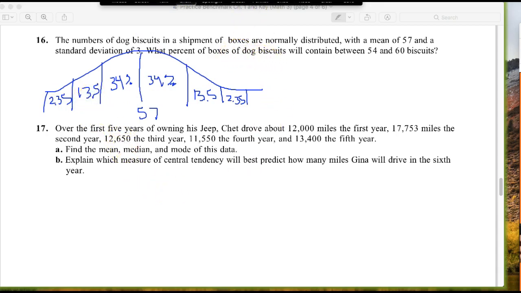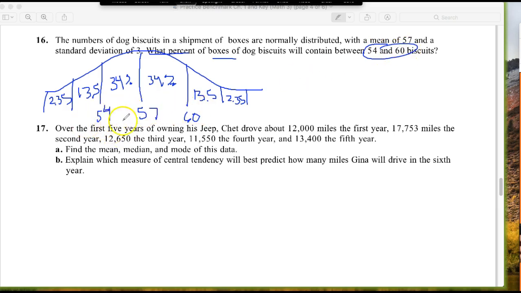What percent of dog biscuits will contain between 54 and 60 biscuits? Well, let's see. If it has a standard deviation of 3, to the first standard deviation, 57 plus 3 will be 60. And the first standard deviation below, 57 minus 3, is 54. So looking at this, we want to know between 54 and 60 biscuits, what percent of boxes of dog biscuits will contain this amount?